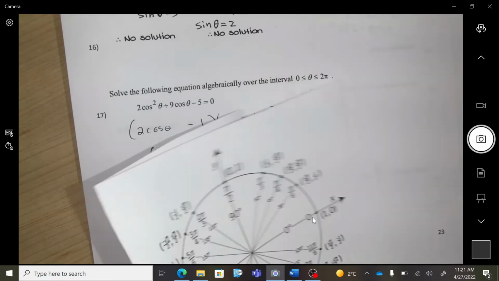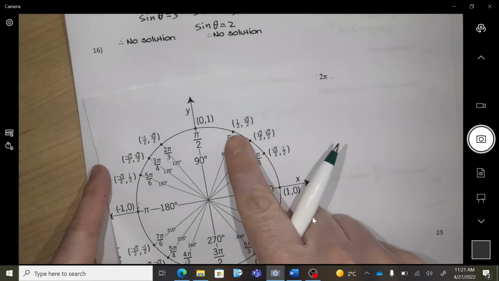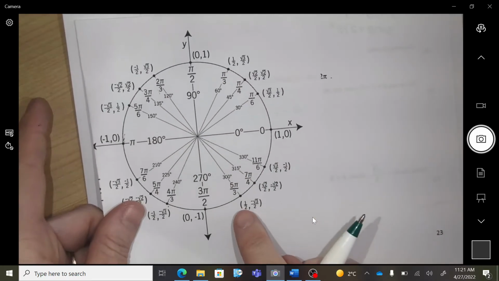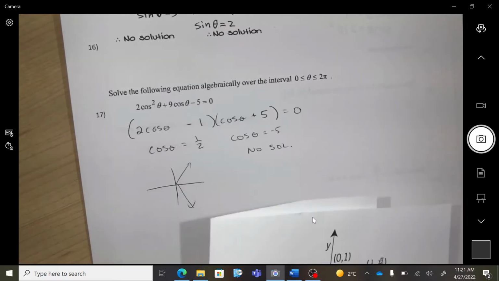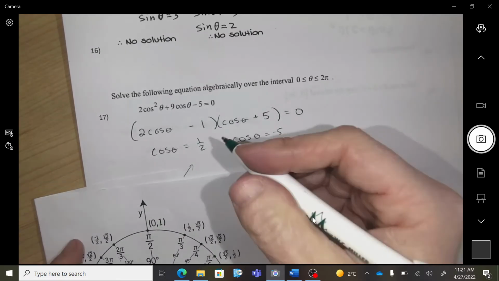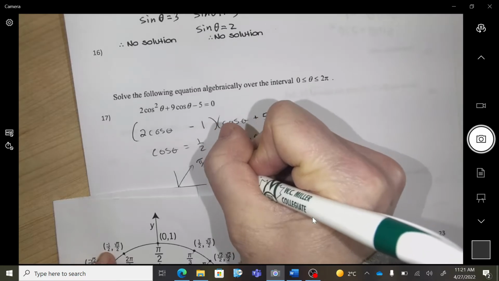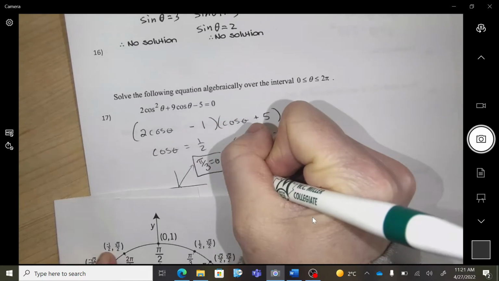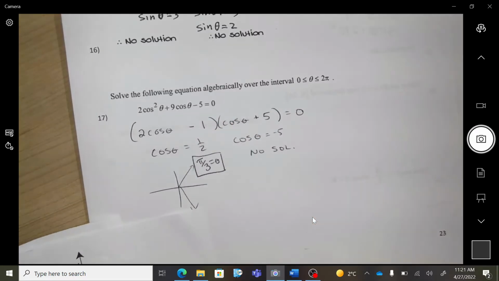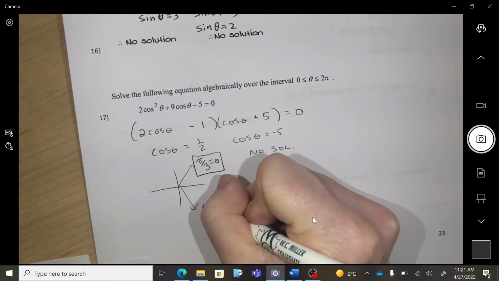So if I look on the unit circle, where is x 1/2? Right there and right there. I'm in radians, so pi over 3 and 5 pi over 3.